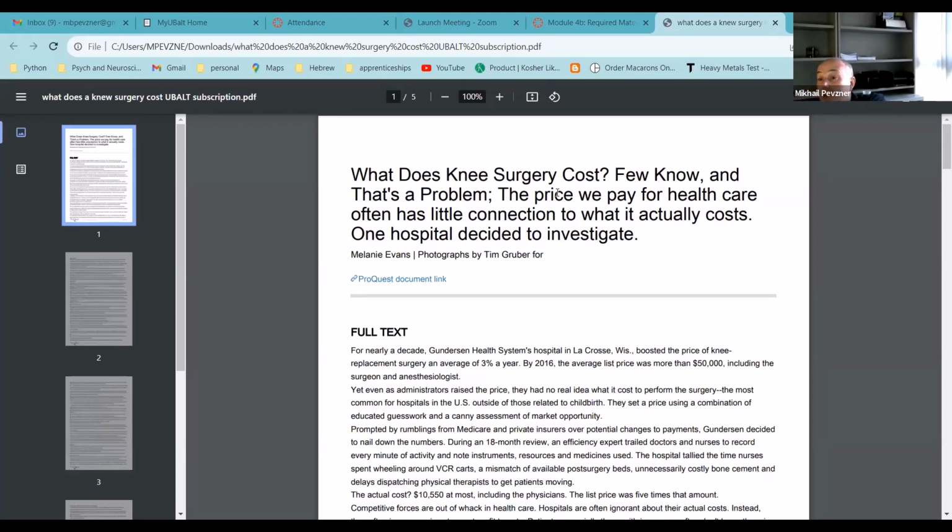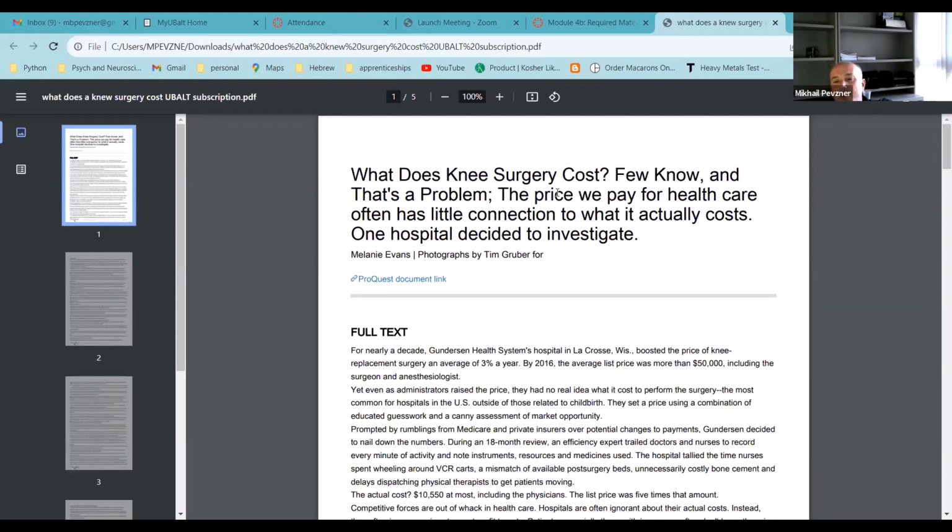One hospital decided to investigate. For nearly a decade, Gundersen Health System hospital in La Crosse, Wisconsin, boosted the price of knee replacement surgery an average of 3% a year. Isn't that nice, right? Because they're basically a monopolist. They can increase costs just as much as they want, right? It's sort of what colleges do by raising tuition. That's why we're in the situation we're in today.